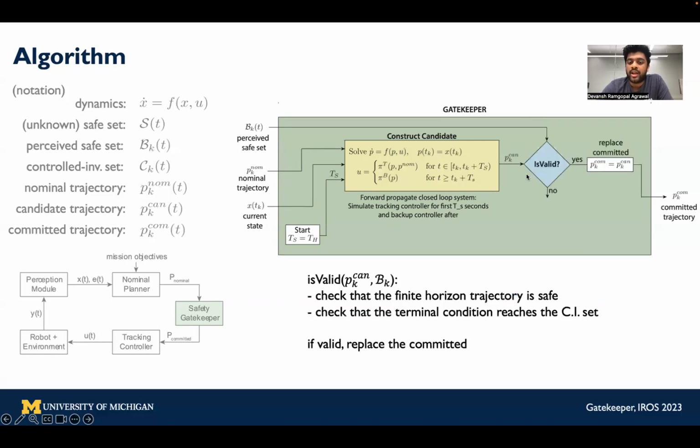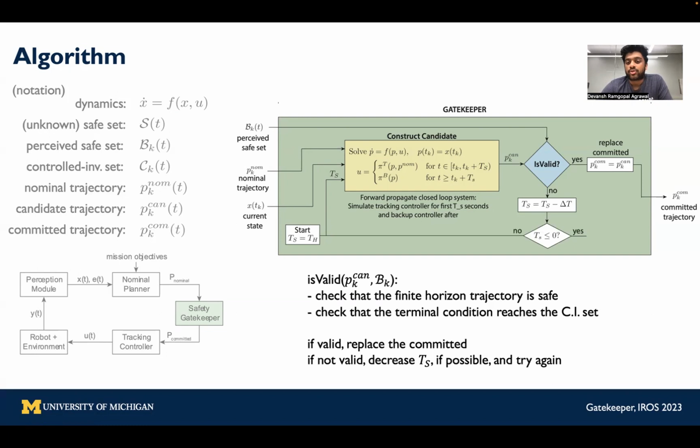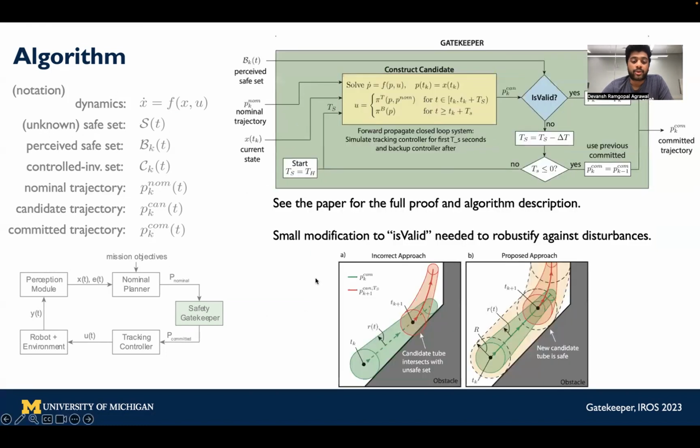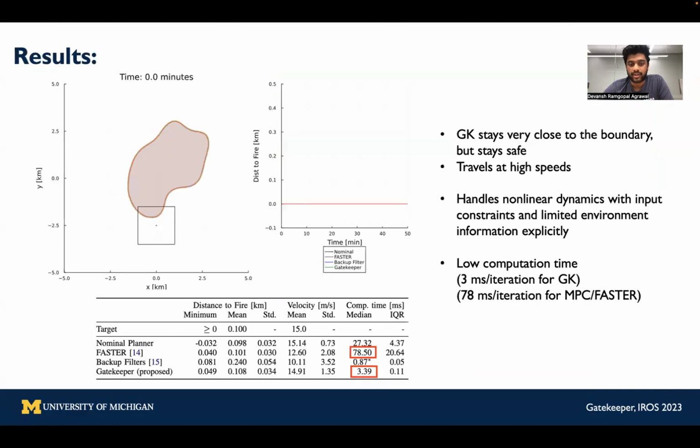We get a candidate trajectory and check whether or not it's valid according to the statements before. If it is valid, it becomes the committed trajectory, and if not, we decrement the time and continue to solve for new candidate trajectories. And if we're unable to find a candidate trajectory that is valid, we exit by simply using the previous committed trajectory. Since the previous committed trajectory was guaranteed to be safe in the previous instance, we know that this new trajectory will continue to be safe. Now I'm going to refer you to the paper for the full proof and how we exactly implement this algorithm. And also to robustify against disturbances, we need to make a small modification to the isValid function. And for that, I also refer you to the paper, or please visit me at the poster session later.